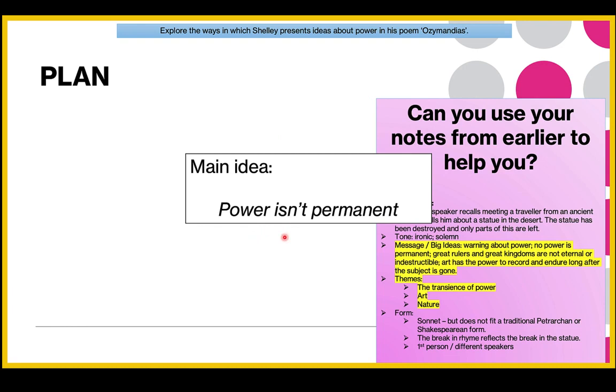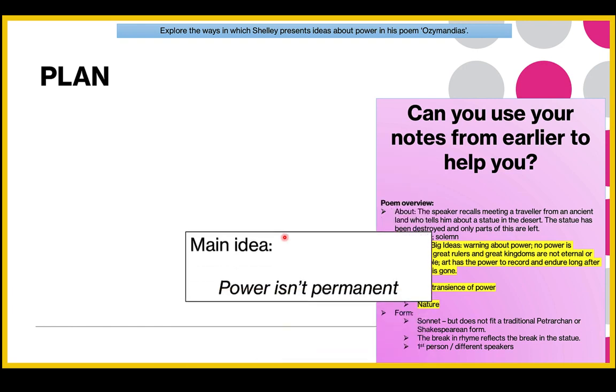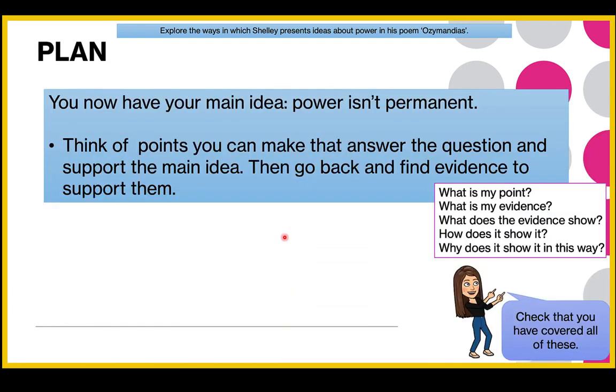Once I've got my thesis statement, I now need to think about the different sections of my essay that are going to prove it, the different points that I am going to make. So you're going to think of the points that you can make that answer the question, but also support the main idea that you've stated. And then you're going to go back and find evidence. So you're not going to choose all of those different quotations that you've highlighted. You're not going to pick all of them. You're not going to have time. You're now going to start to be selective.